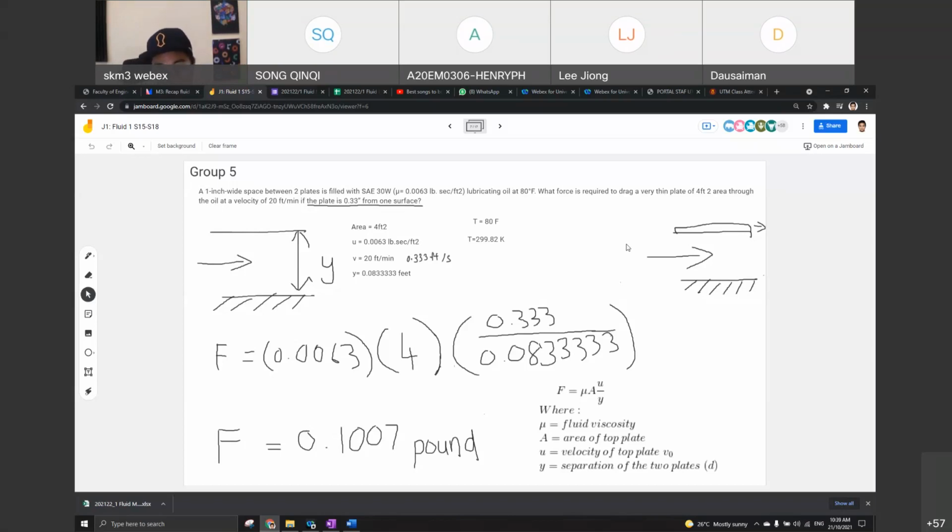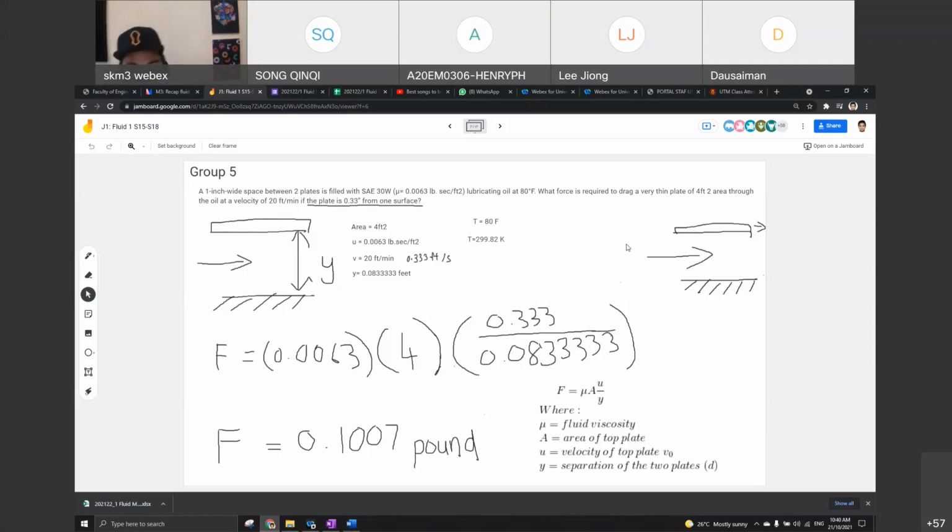So the question says, what force is required to drag a very thin plate of 4 feet square area through the oil? So it means that it wants to drag this top part, the first plate, at the velocity of 20 feet per minute. So what I do is I change the velocity from feet per minute to feet per second. And I also change the 1 inch to feet so that all the units are the same.